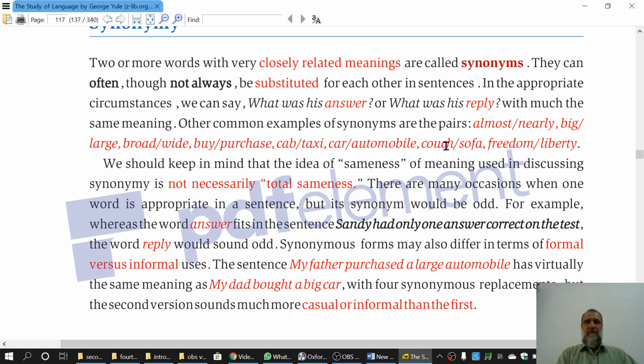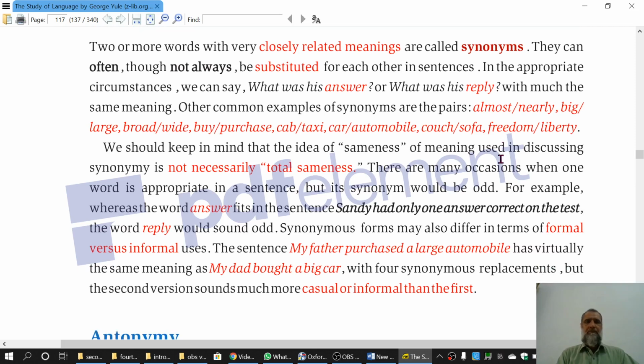If we take these examples, they are the examples of synonyms. Almost is synonymous with nearly, big with large, broad with wide, buy with purchase, cab with taxi, car with automobile, and couch with sofa, freedom with liberty. So these are the synonyms.